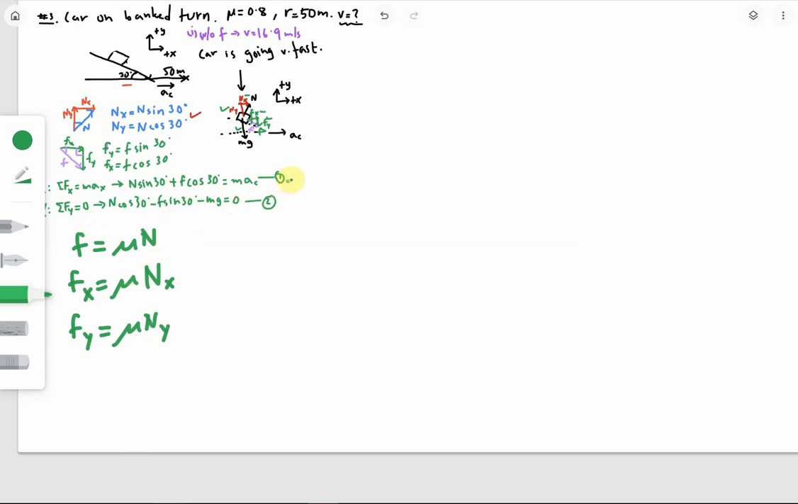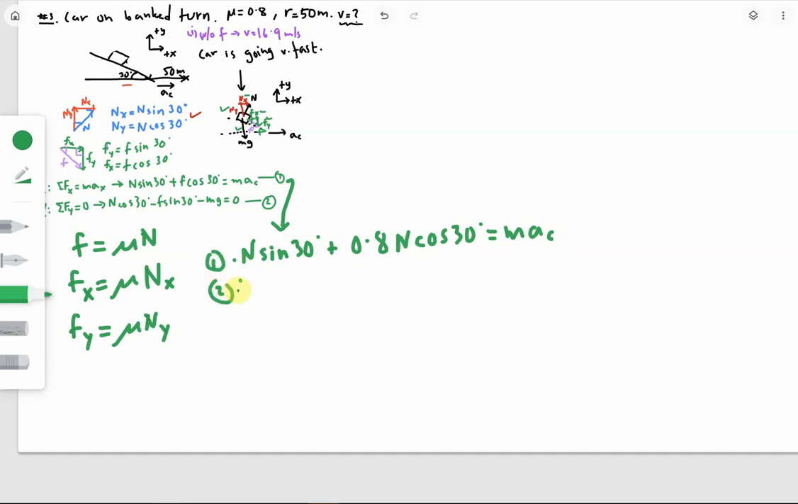So equation 1 can be rewritten as n sine 30 plus F cosine 30. In place of F, write mu times n. Mu is just 0.8. Let's write 0.8 times n, and it was multiplied to cosine 30, so we keep that, and this is equal to m AC. Our goal now, let's first find the centrifugal acceleration.